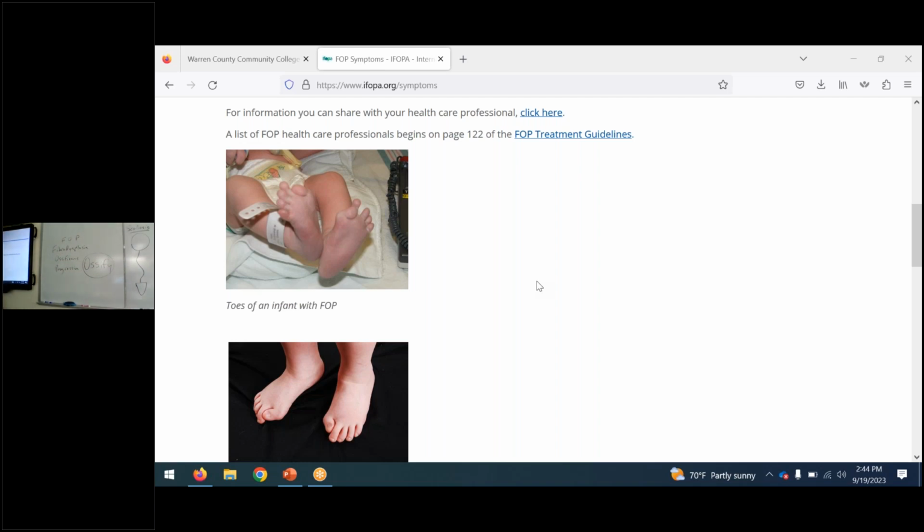So one of the odd presentations of FOP, which we can see in infants, is what goes on with the toes, the great toe. The great toe is really cranked, and it's in an improper position. This is a presentation where we say, hey, this child could quite possibly have FOP. This is a very rare disorder. I'm going to share with you a short video, and then we'll get into our chapter.